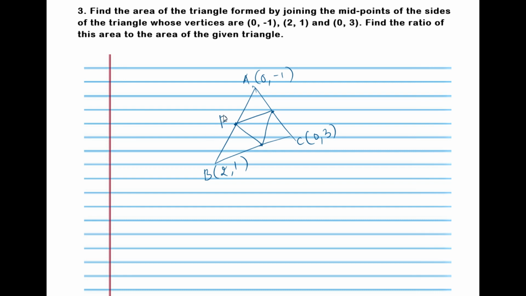We need to find the midpoint of AB, that is P, the midpoint of AC as Q and the midpoint of BC as R. We need to find the area of triangle PQR, and also the area of triangle ABC. To find the area of triangle PQR, we should find the coordinates of P, Q and R. How to find the coordinates of P? It is the midpoint of A and B. Therefore, by using the midpoint formula, we can find P, Q and R.